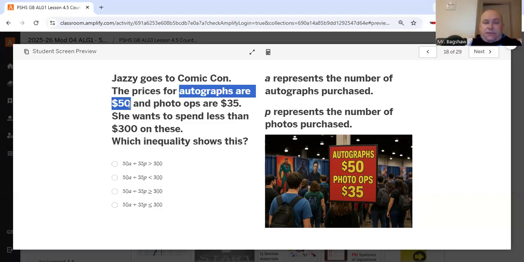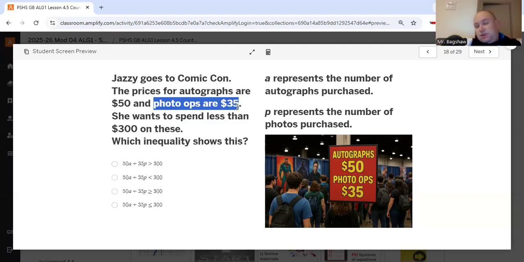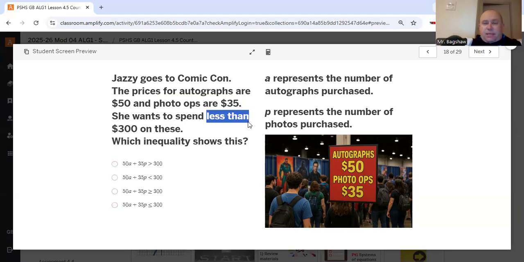So it says autographs as 50, so we know that's 50A. We can see that photos are 35, so we know that's 35P. And actually, if you look at the answers, you can see that every single one has those. The only thing that's different on these answers is these symbols here. So this one says less than, so I know less than points to the left. So I know that it's going to be this one here. And can't spend 300 because it says you've got to spend less than 300. So I don't need the equal sign on this question, so I'm going to avoid answer D.